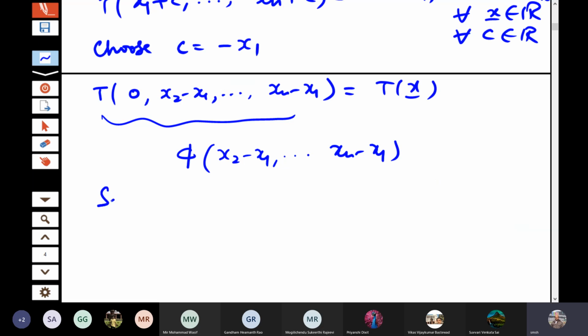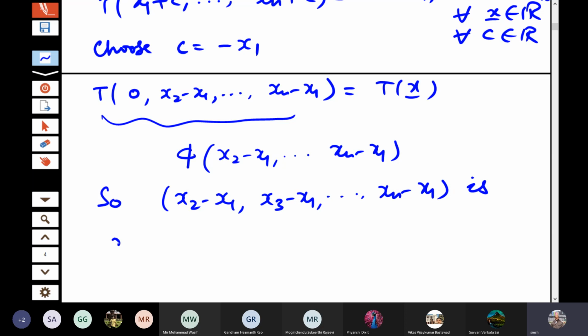So we conclude that (x2 minus x1, x3 minus x1, and so on, xn minus x1) is maximal invariant, because this is invariant under this transformation. And if I take two points equal under this, then it will satisfy that one of them is a transformation of the other under a constant value.